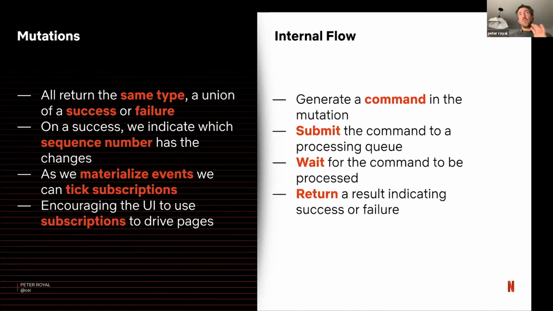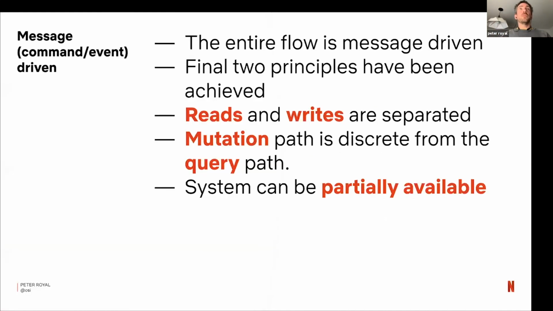Internally, when we receive a mutation, we'll generate a command. We'll submit that command to a processing queue. We'll wait for that command to be processed, and then we'll return the results back to the caller, because it is still kind of a blocking operation from the client perspective.